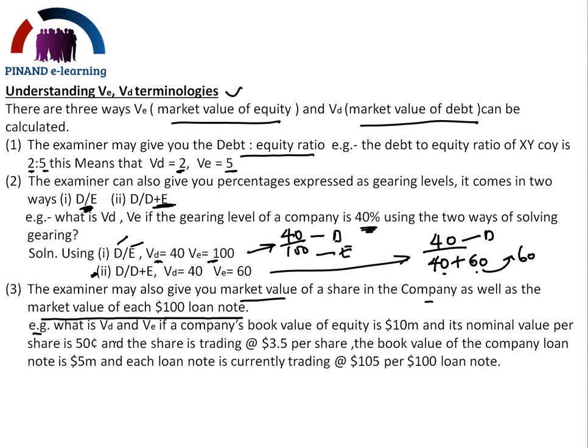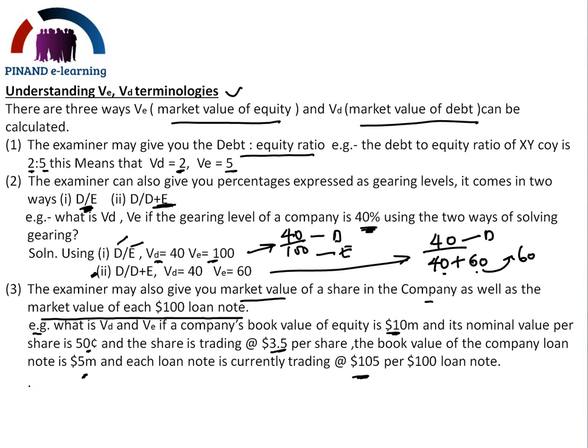E.g., what is VD and VE if a company's book value of equity is $10 million and its nominal value per share is 50 cents, and the share is trading at $3.50 per share. The book value of the company's loan note is $5 million, and each loan note is currently trading at $105 per $100 loan note. Now, this is one of the ways the examiner can give you questions, and you'll be expected to find VE and VD by making simple calculations. Let's see how we can do it.